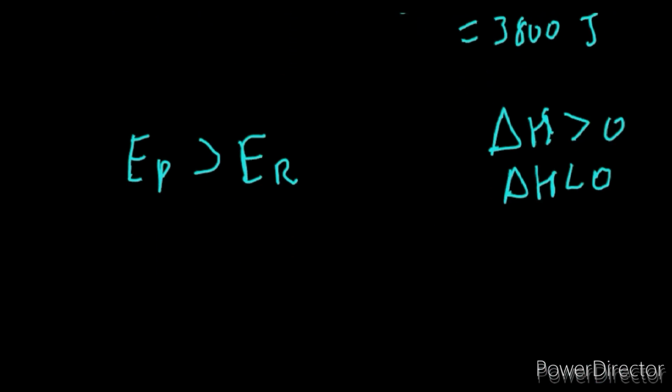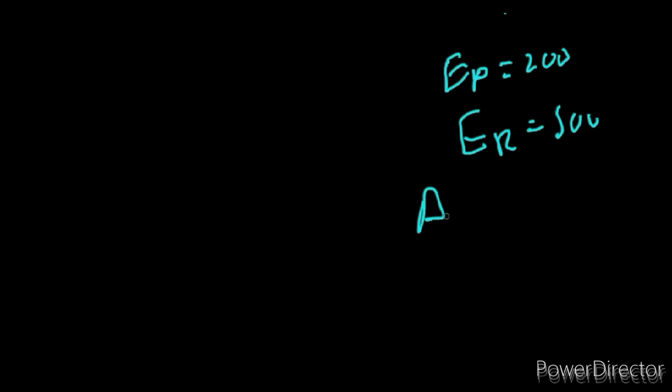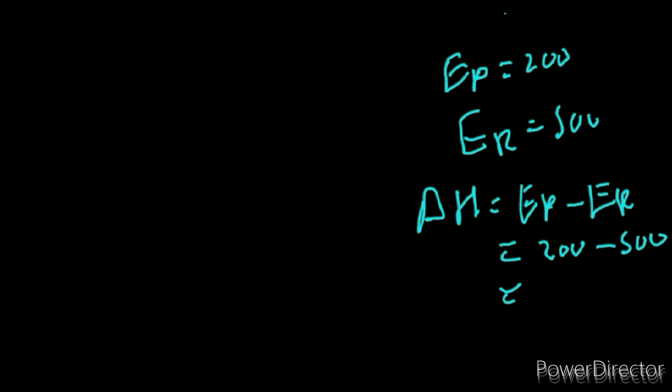If the energy of the product is less than, so if EP was less than ER, let's just say the energy of the product was 200 and the energy of the reactants was 500. Notice that when we get the enthalpy, it will be energy of the product minus energy of the reactants. So we'll end up having 200 minus 500, which is minus 300. So the enthalpy will be negative. So whenever the enthalpy is negative, then it is an exothermic reaction.